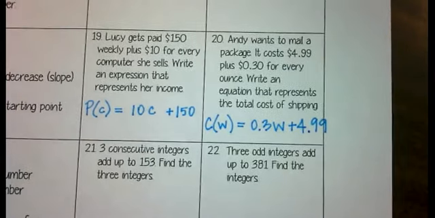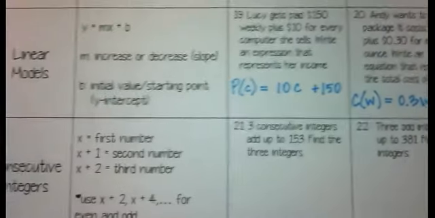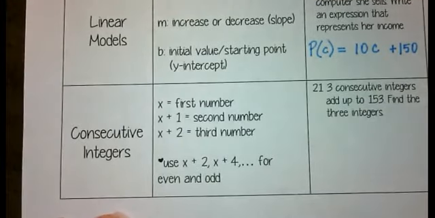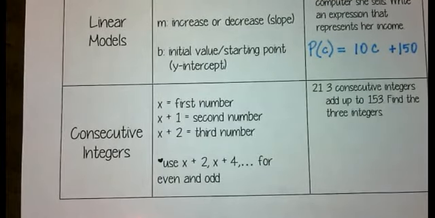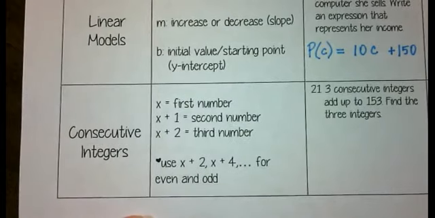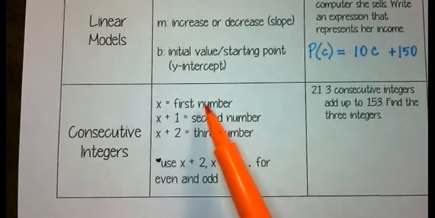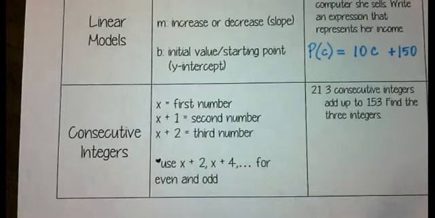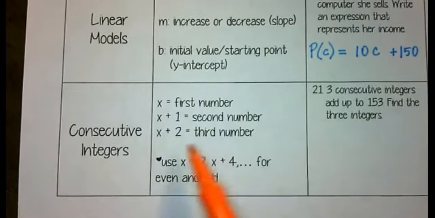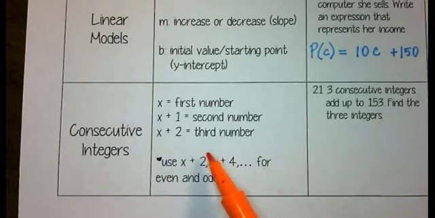All right, next one. Last one on this page, this video, is consecutive integers. So we did these early in the year. Consecutive means one right after another. So if x is the first number, then the following number would be x plus 1. And then the number after that, or the third number, would be x plus 2, and so on. Whenever we do even and odd, we have to use x plus 2 and x plus 4, because remember that even numbers, as well as odd numbers, to be consecutive, they actually skip one.